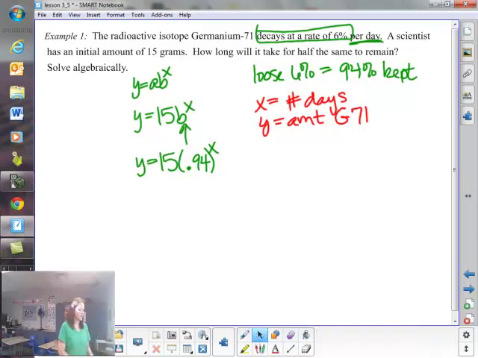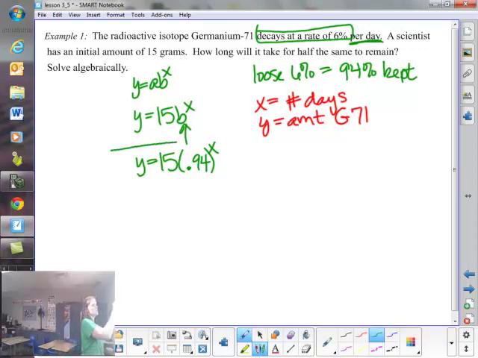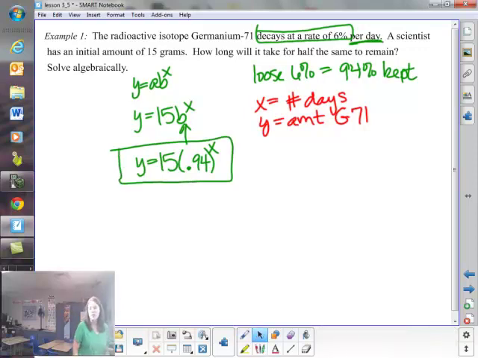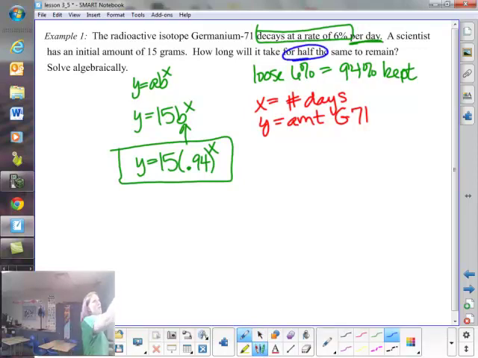So now we have created a model, and we're going to use our model to determine how long it will take for the sample to be cut in half. So if the sample is going to be cut in half, half of what? Well, we're talking about half of the original amount. Half of the original amount is going to be 7.5, because that's half of 15. So let's come over here. We're going to have 7.5, and it's going to equal 15 times 0.94 to the x power.